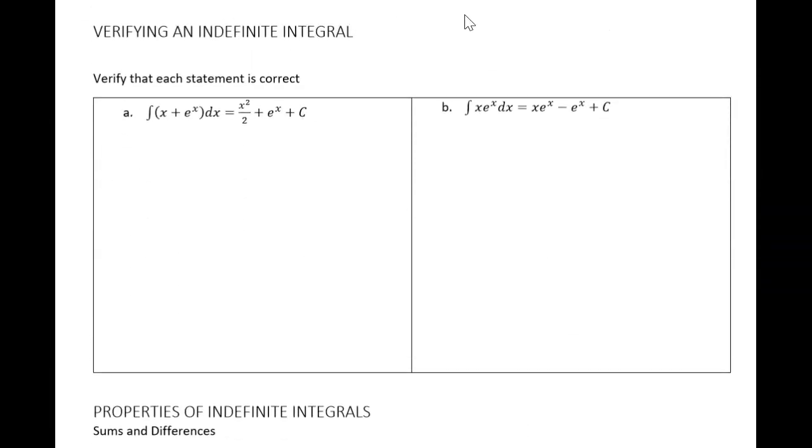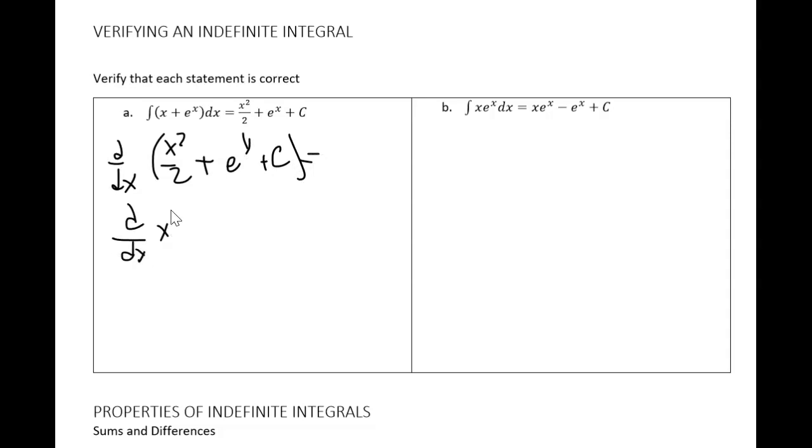Now, to verify an indefinite integral, you're basically just going to take a derivative and make sure it's true. So is x squared over 2 plus e to the x plus C the integral of x plus e to the x? The fastest way to check is to take d dx of x squared over 2 plus e to the x plus C. Using our derivative rules, we can break this down into 3 separate terms.